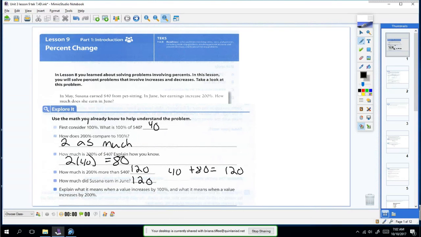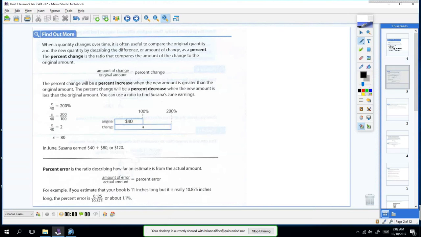So explain what it means when a value increases by 100% and what it means when a value increases by 200%. When a value increases by 100%, it doubles. When it increases by 200%, it triples, because you have to add the original amount that you started with. All right, next slide. Find out more.